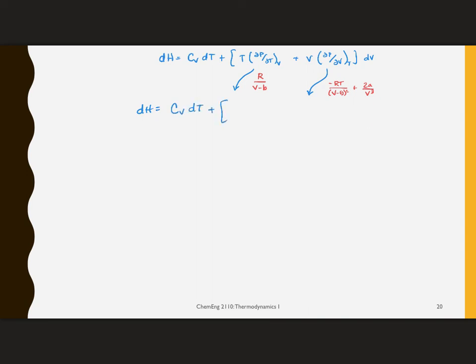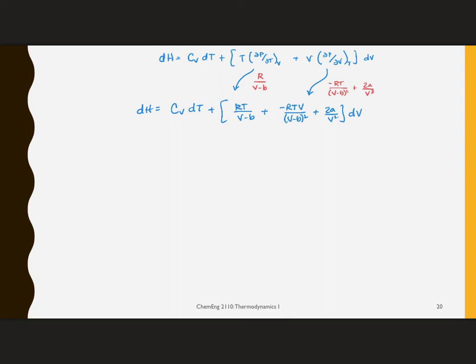I can substitute these, and I end up with dH is C sub V dT plus RT over V minus B plus negative RTV over V minus B squared plus 2A over V squared dV.